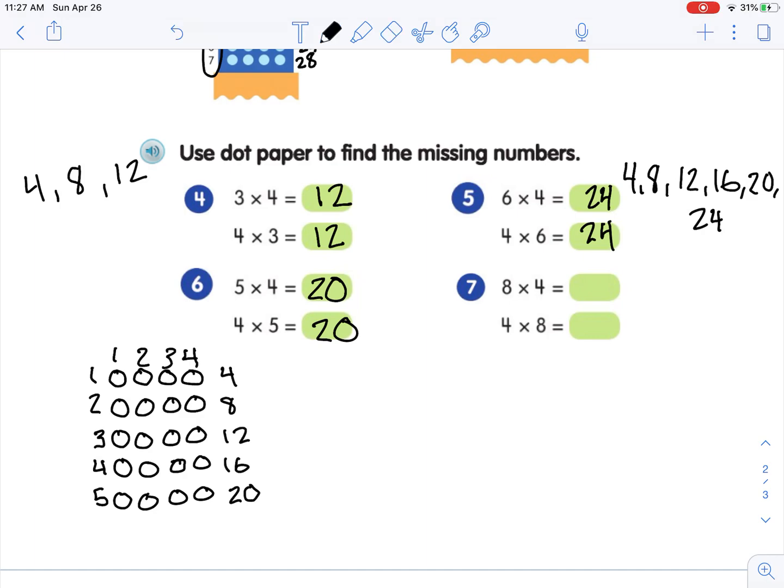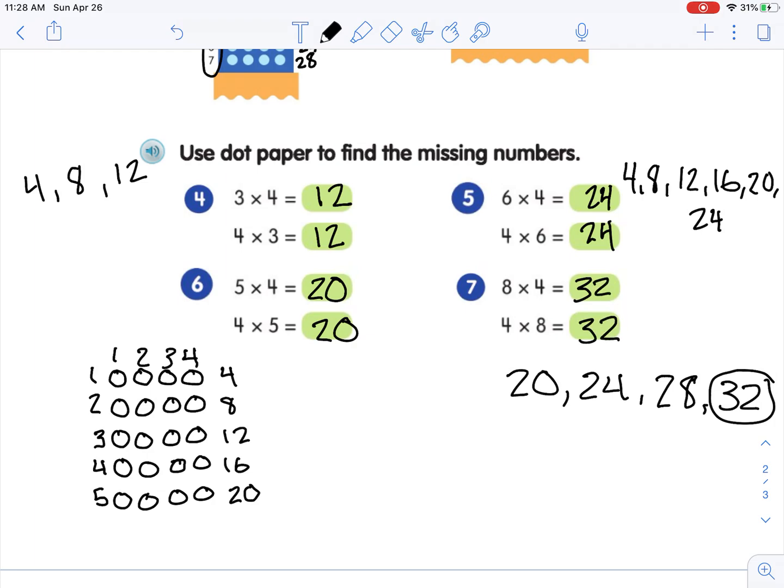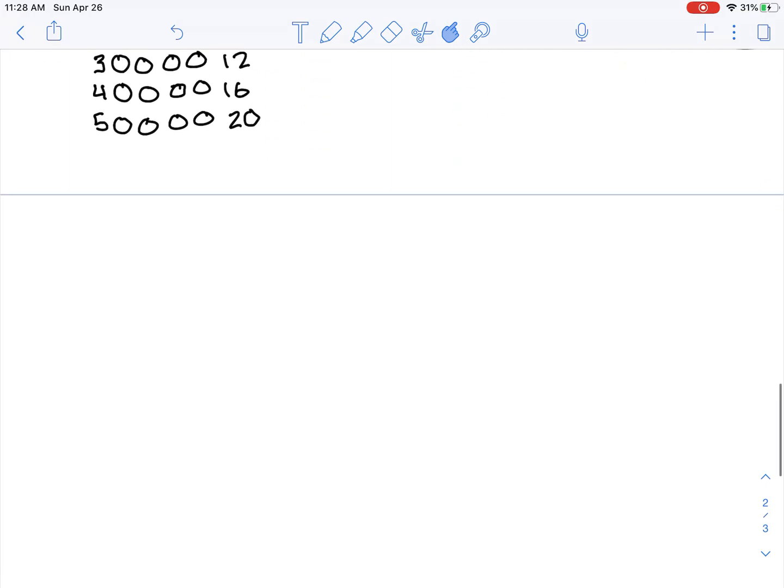Let's go back and try that again. I know 4 times 5 is 20. 4 times 6 is 24. 4 times 7 is 28. And 4 times 8 is 32. There we go. 8 times 4, 32. Or 4 times 8, 32.